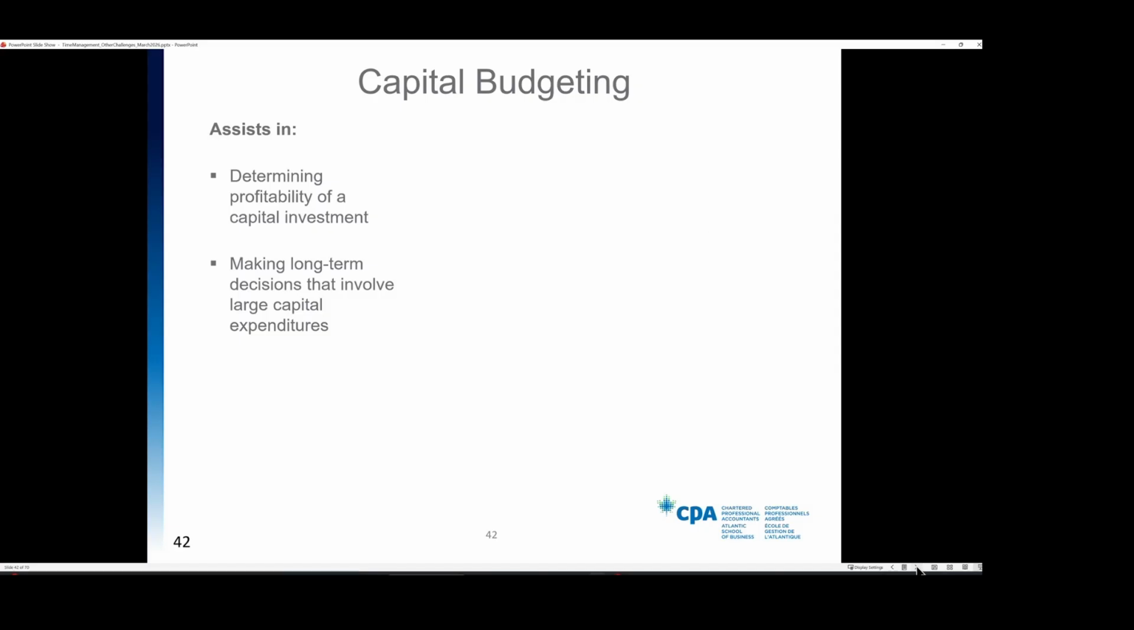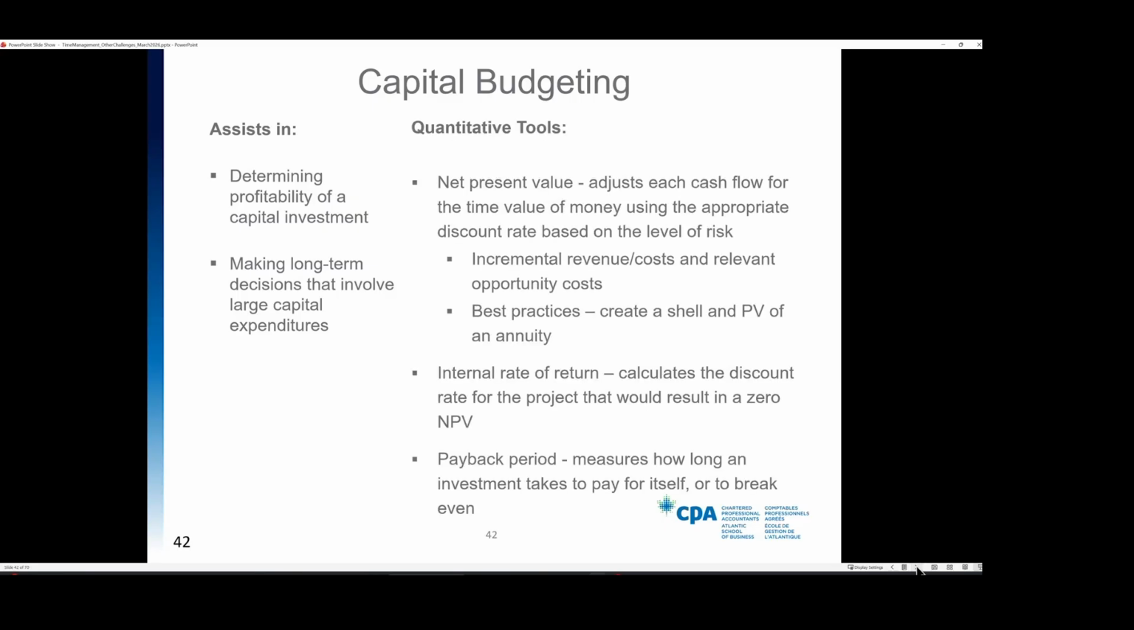Capital budgeting. So determining the profitability of a capital investment. It helps the user make those long-term decisions when they're looking at large capital expenditures. So what types of tools? Net present value. Need to be very comfortable in calculating net present value. And that, of course, adjusts cash flow for the time value of money using an appropriate discount factor.